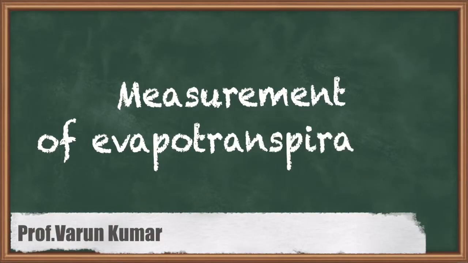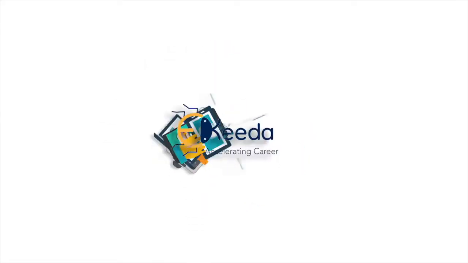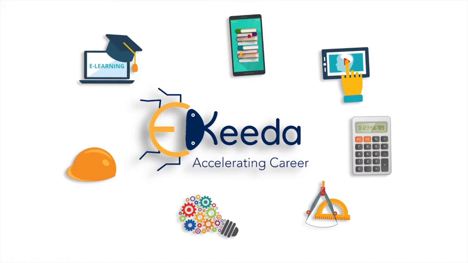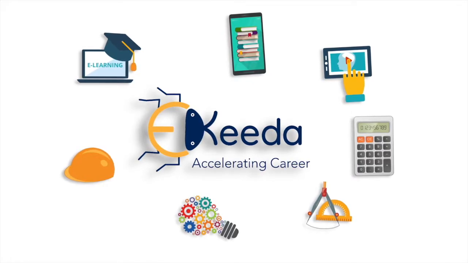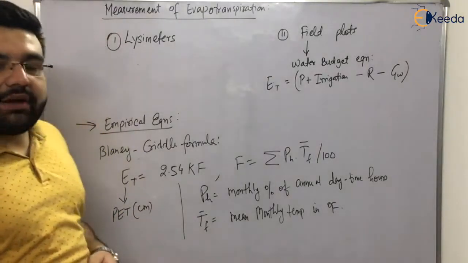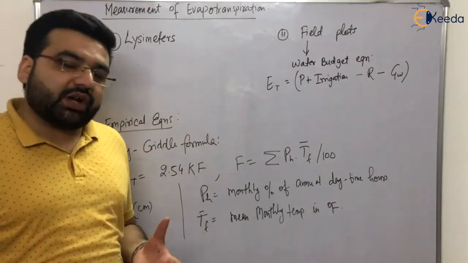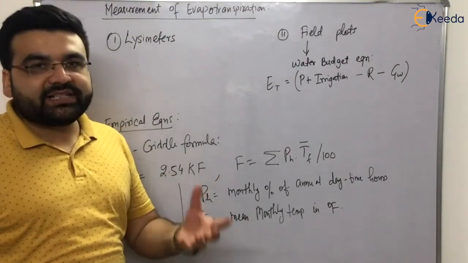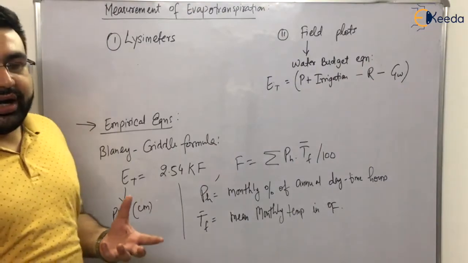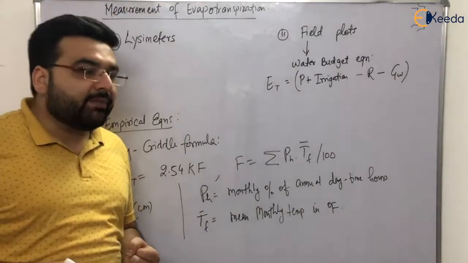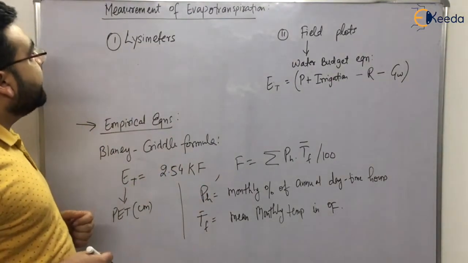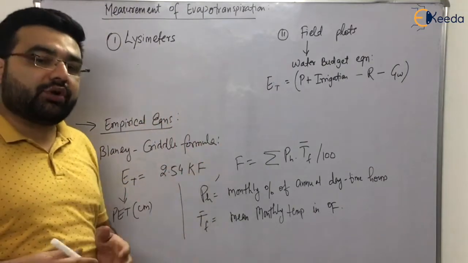Subject hydrology, chapter evaporation, topic measurement of evapotranspiration. So now students, we have already discussed what is evapotranspiration, how is it happening, what is PET, what is AET and what is the aridity index, right? Now in this lecture, we'll be discussing the measurement of evapotranspiration, right?